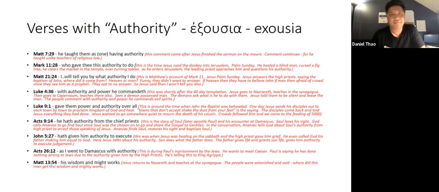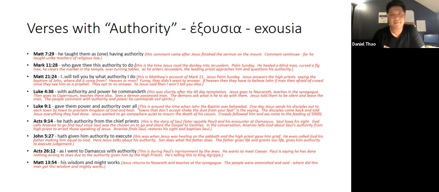And then Luke is, with authority and power he commandeth, right? This is just right after the 40-day temptation. He goes into the synagogue in Capernaum, and this is where he sees that demon-possessed man. Jesus tells the demon to be silent, be quiet, and leave the man. And the people heard that and said, well, his word has authority, he commands the evil spirit.